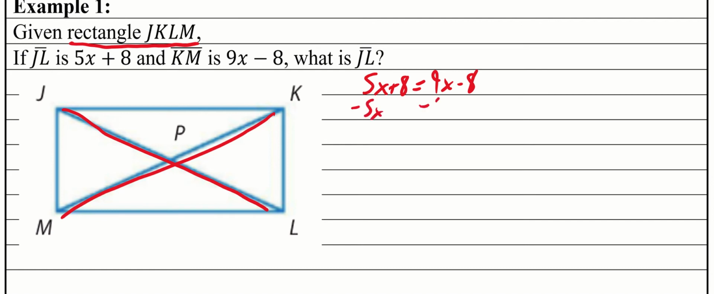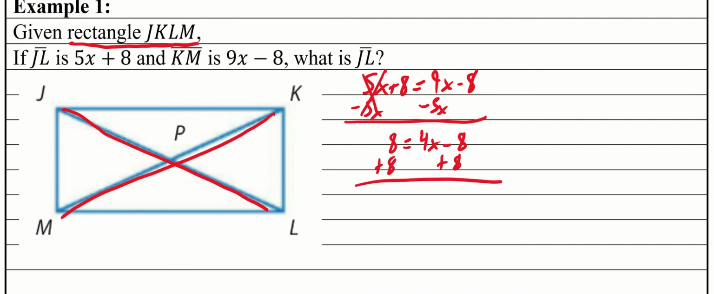So I'll go ahead and subtract 5x from both sides. When I do that, these cancel, leaving me with 8. And then equals 9x minus 5x, which is 4x minus 8. Continue to solve. I can add 8 to both sides. When I do that, those will cancel. And I have 8 plus 8, which is 16. And then equals 4x. And then last step here, divide by 4. And I get x equals 16 divided by 4, which is 4.